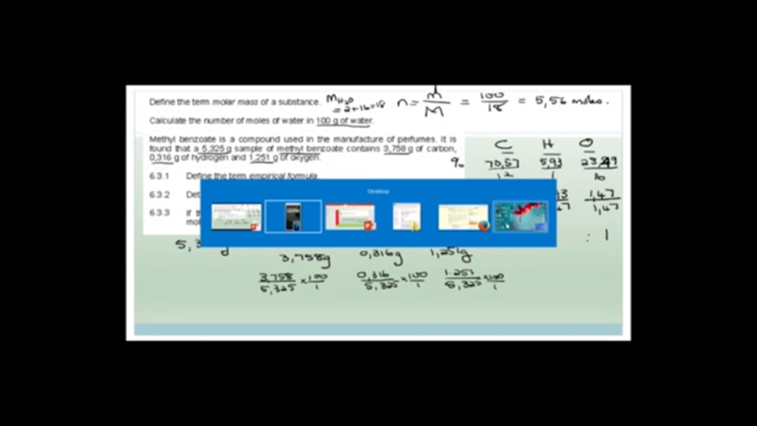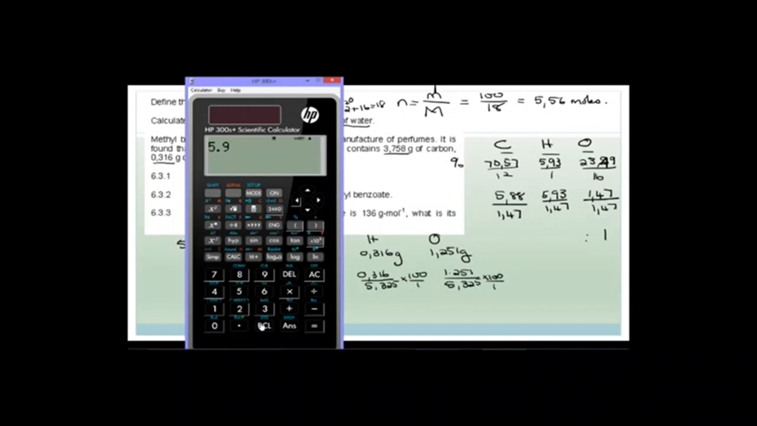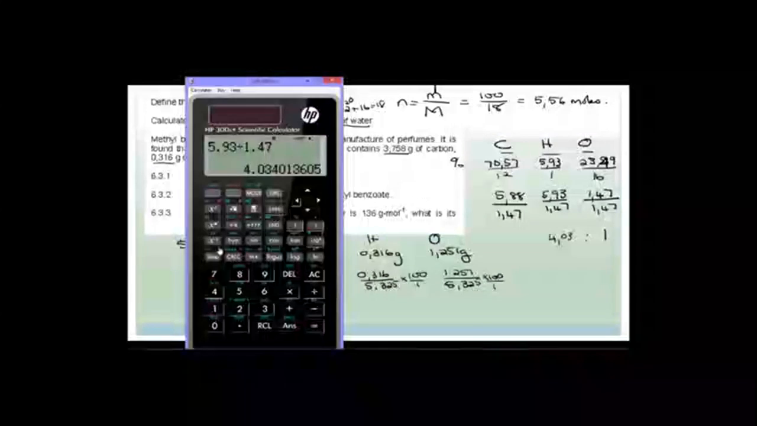Now we divide this all by the smallest number to get a basic ratio. So we're going to divide this by 1.47, this by 1.47, and this by 1.47. That's obviously 1. So now let's do 0.93 divided by 1.47. And we press the SD button, and it's 4.03. And let's just do this one as well.